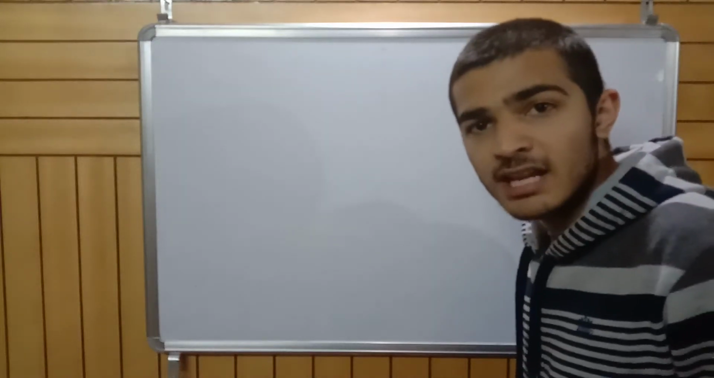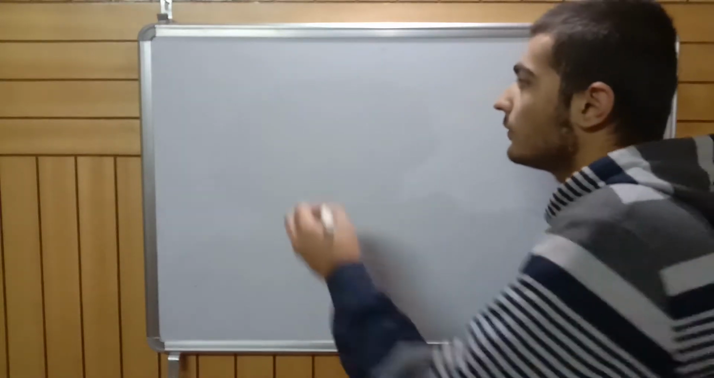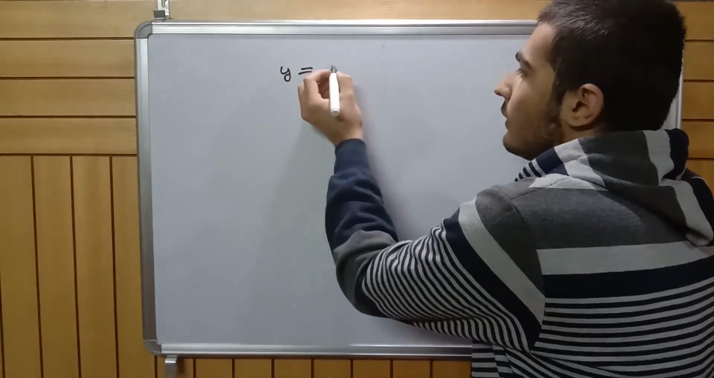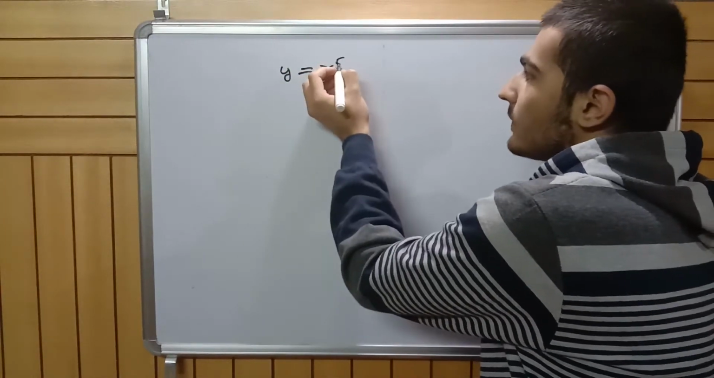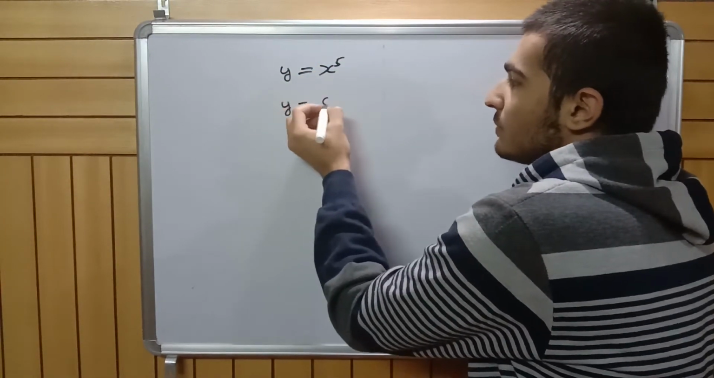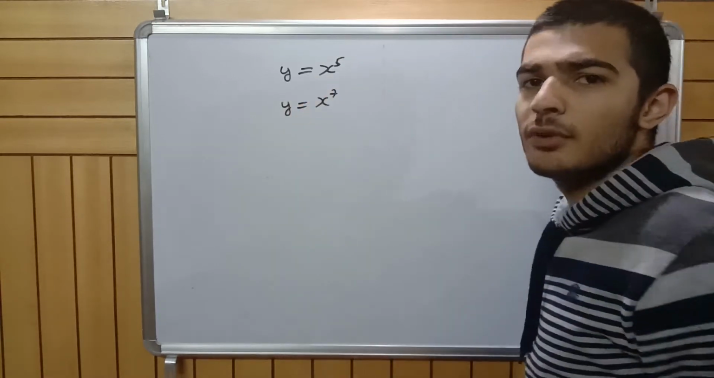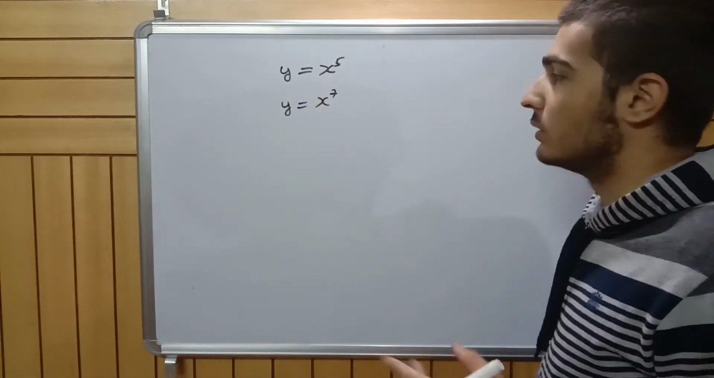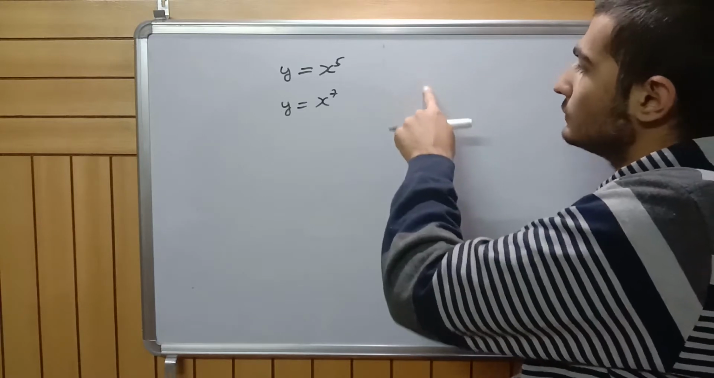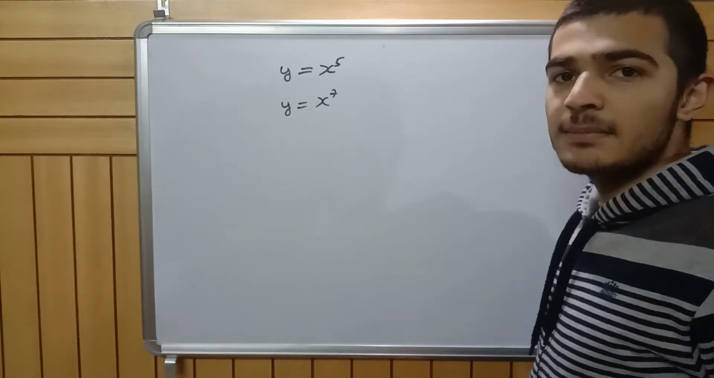Okay, so till now you are able to find the derivative of functions like y equals x raised to power 5, or maybe y equals x raised to power 7, and so on and so forth, functions like these using the power rule. Okay, so now let us learn something new.